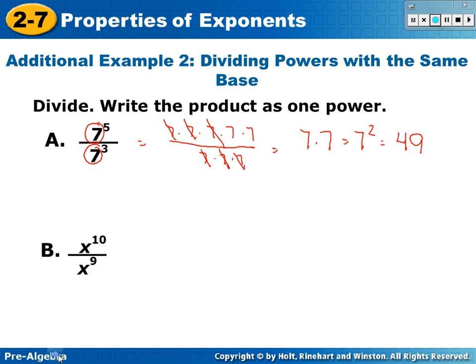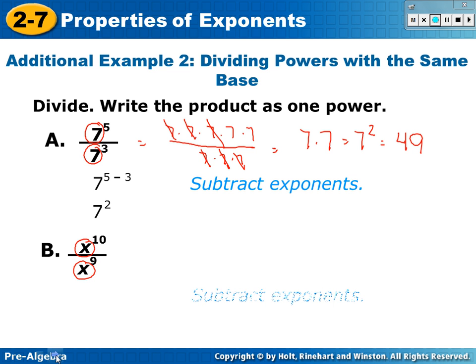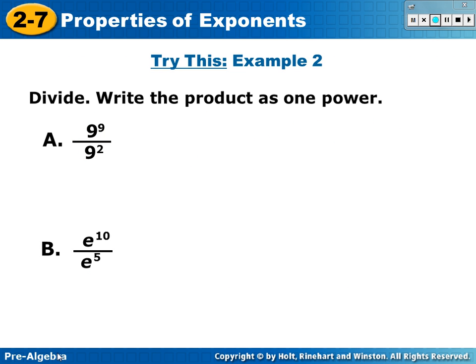So let's take a look. Subtract exponents, and I can do that because the bases are the same. I get 7 raised to the 5 minus 3, that's 7 squared. All right, take a look at the next one. x to the 10th divided by x to the 9th. I notice the bases are the same. So now all I'm going to do is subtract exponents. So I have x, and then that becomes 10 minus 9, which is x to the 1st power, which is just x.